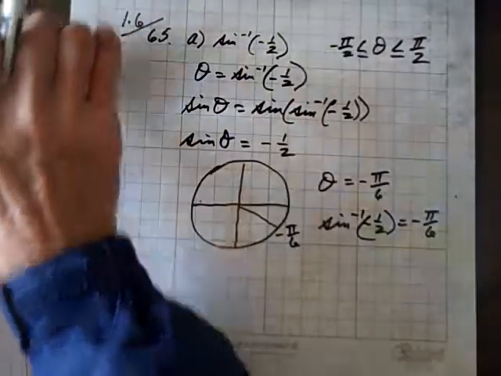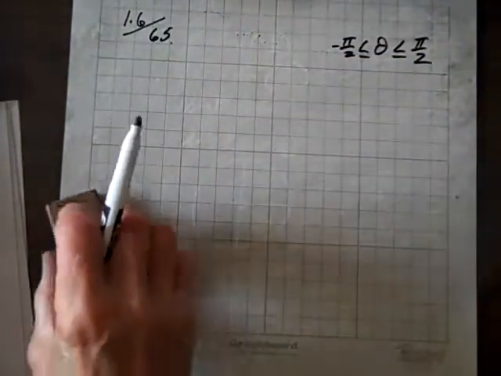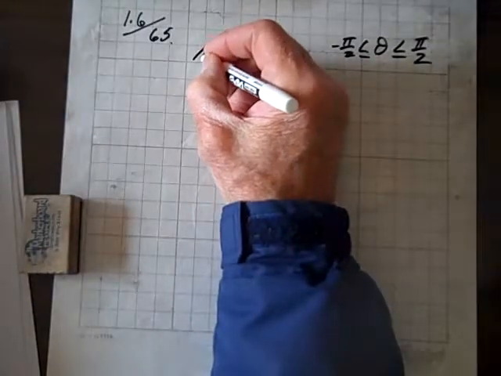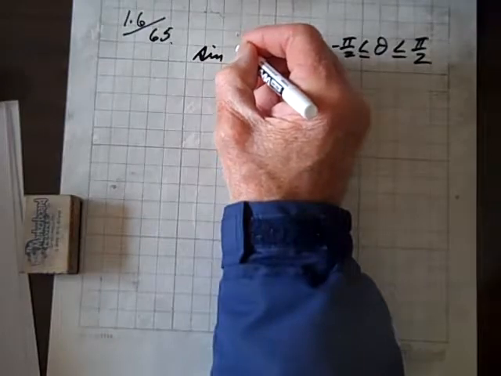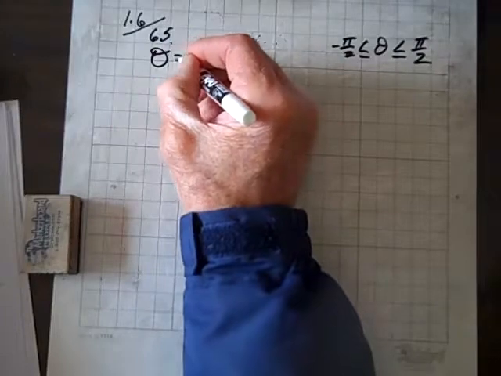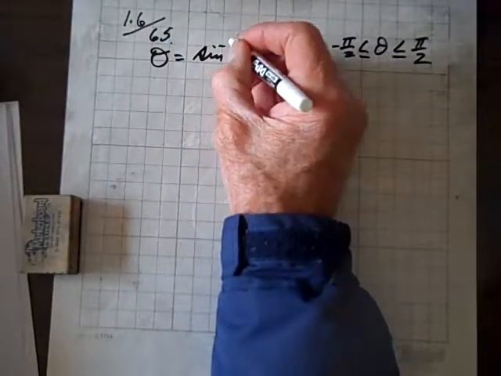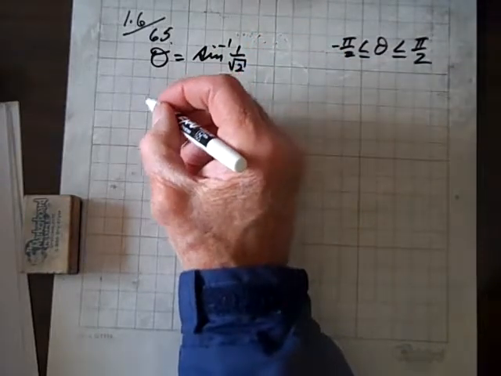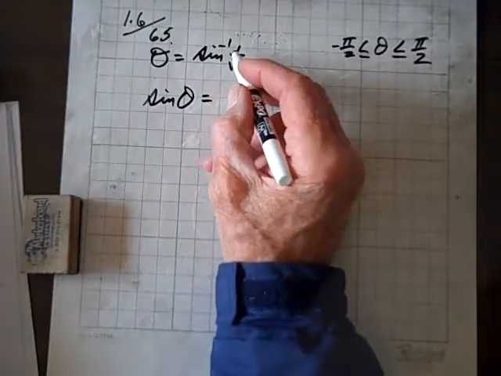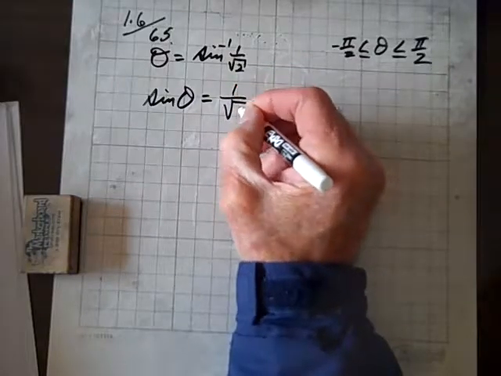Now let's do B. We've got to evaluate the inverse sine of 1 over root 2. We'll say that's theta. So we'll take the sine of both sides, and when we take the sine of the inverse sine of 1 over root 2, we get 1 over root 2.